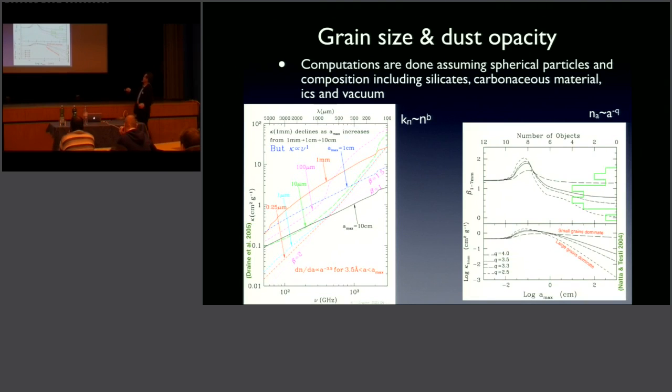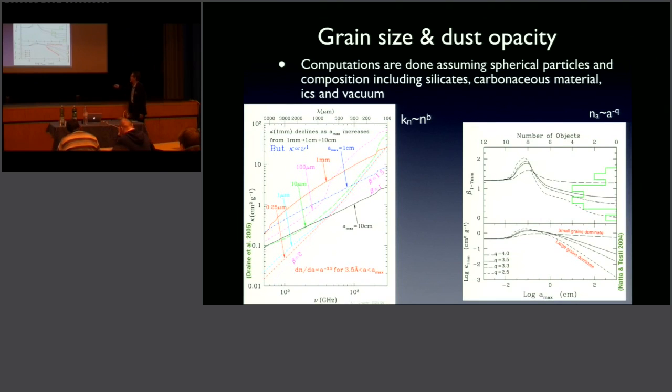If your power law is very steep, this means that you have a lot of small grains and very few large grains. So the small grains dominate the opacity. The opacity doesn't change essentially as you increase the size of the largest grain, okay? And beta also doesn't change appreciably.